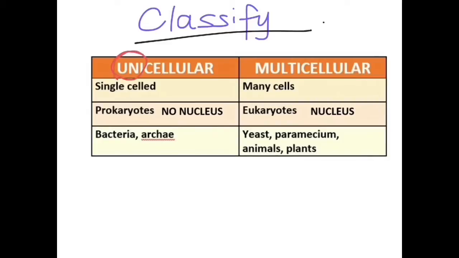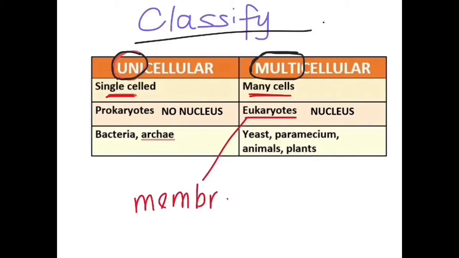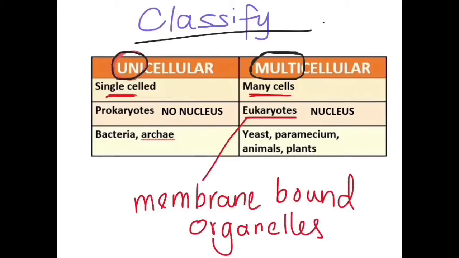Next, to classify cells. Organisms are organized into two groups, as you can see, unicellular and multicellular. Unicellular are organisms that are single-celled, and multicellular are organisms that have many cells. Now cells are of two types, eukaryotes, which contain membrane-bound organelles, and prokaryotes, which do not have these organelles and also lack a true nucleus.